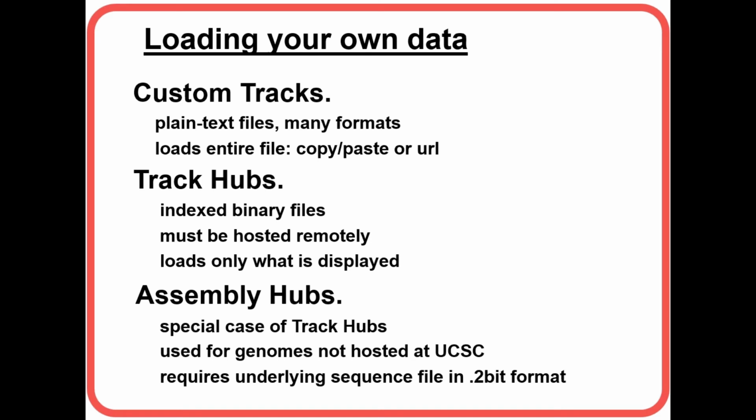Track hubs are a little bit more complicated, but they're more flexible. They give you access to much larger data sets. They can be loaded via indexed binary files, or I should say they must be loaded via indexed binary files. And some of the simpler formats that are used in custom tracks cannot be used in track hubs unless they're converted, for example, a bed file to a bigBed file, which is a condensed binary format. They must be hosted remotely via a URL unless you have a copy of the browser downloaded to your desktop, in which case they can be loaded locally because you've downloaded the code next to your data.